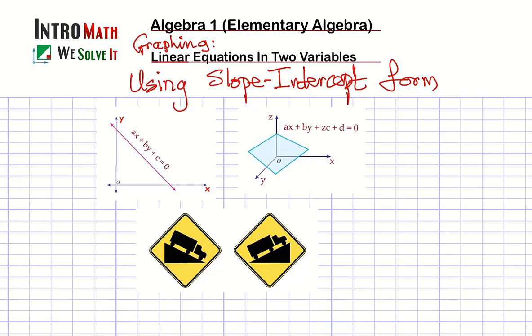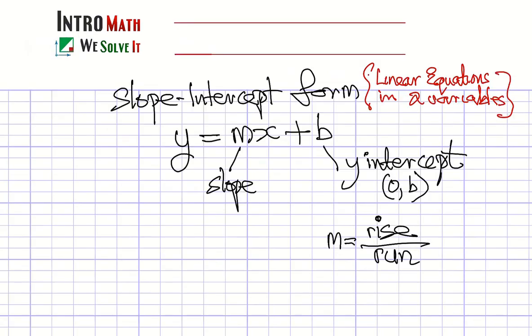Before we actually kick it off, we'll have to talk about what the slope-intercept form is. We need to understand what that means. Alright, here is the slope-intercept form. Again, it's the slope-intercept form of linear equations in two variables. That's what it looks like there.